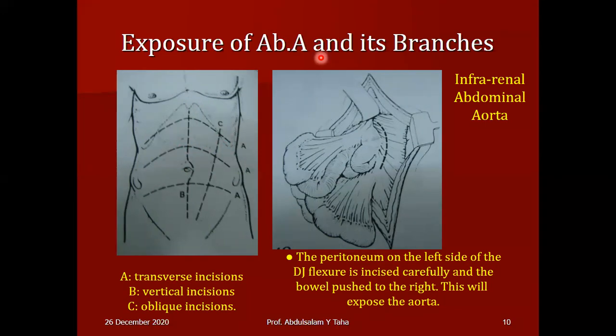Yes. Now, after we enter the abdomen and we want to expose the abdominal aorta, the infrarenal abdominal aorta, it can be exposed by displacing the bowel to the right side of the abdomen and making an incision in the peritoneum lateral to the DJ flexure, the duodenal flexure. And this will expose the infrarenal segment of the abdominal aorta.